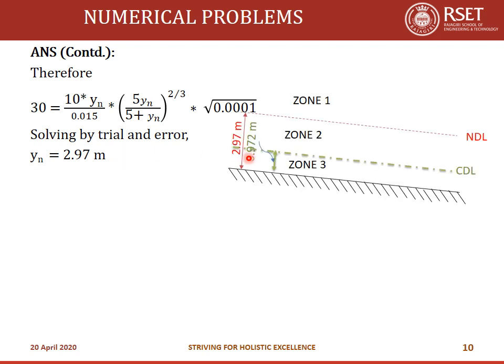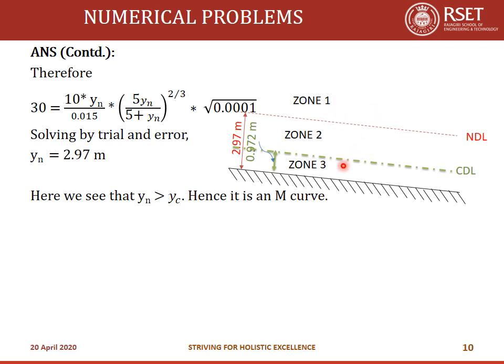So now I'm comparing. I've got that normal depth is at 2.97 meter and critical depth is 0.972 meter. So normal depth level is above critical depth level. This corresponds to a mild slope. So since Yn is greater than Yc, it is an M curve. Now in which zone does our curve fall?